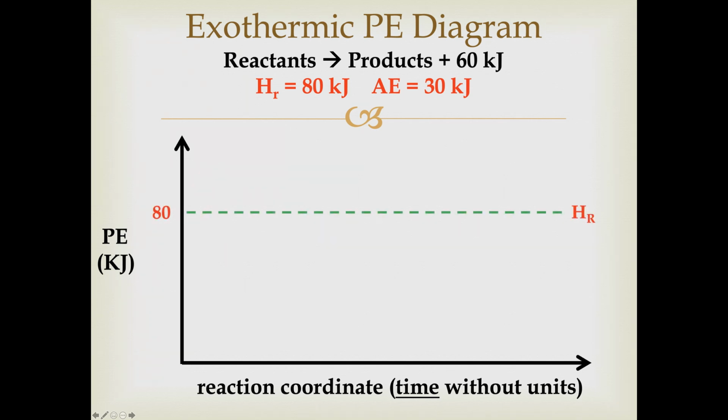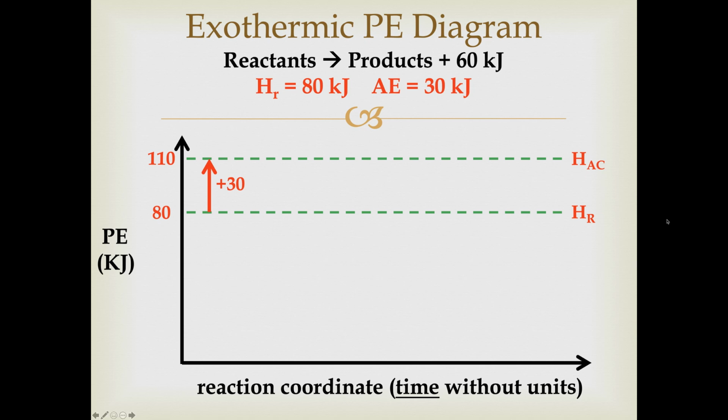Okay. Our reactants have 80 kilojoules of energy stored in their bonds, and in order to break those bonds, we have to add an additional 30 kilojoules of activation energy. When all the bonds have been broken, therefore, our activated complex will have 110 kilojoules of total energy, the amount of energy that makes it impossible for the bonds to remain.